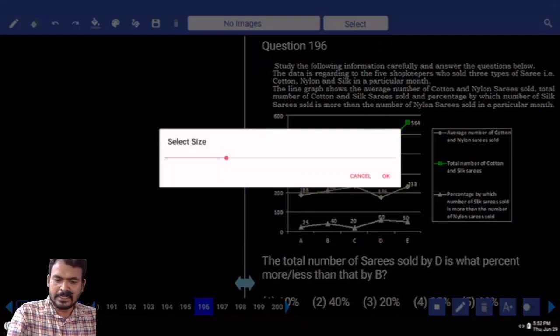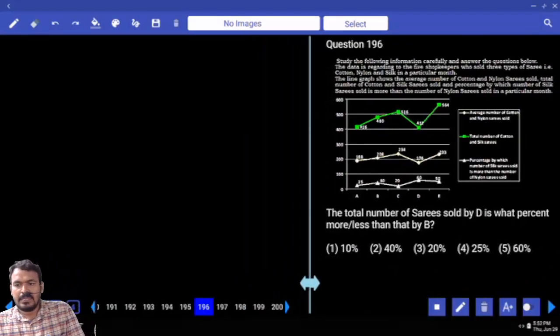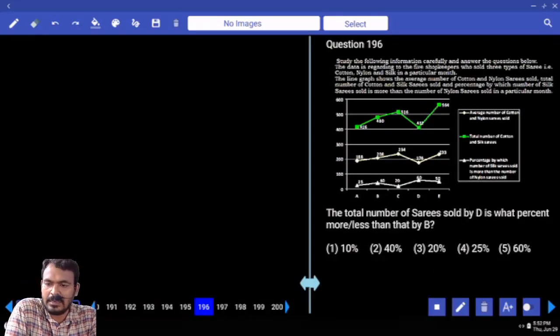Next, 196. The data is regarding 5 shopkeepers who sold 3 types of saris, cotton, nylon and silk, in a particular month. And here the line graph shows the average number of cotton and nylon sarees sold, total number of cotton and silk sarees sold, and percentage by which the number of silk sarees sold is more than the number of nylon sarees sold in a particular month.